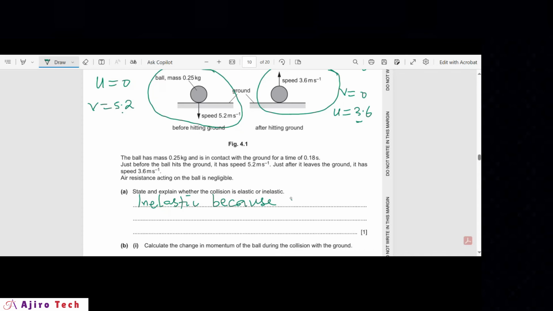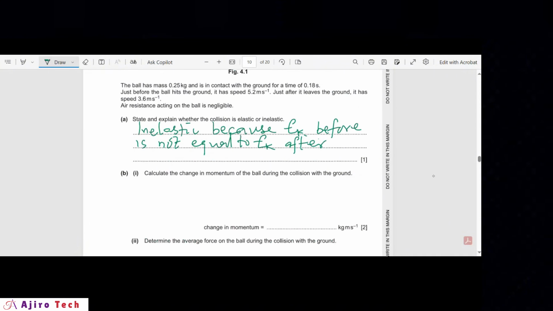Because kinetic energy before is not equal to kinetic energy after. KE means kinetic energy. So that's what I circle. Before is not equal to kinetic energy after, so after collision. So it's inelastic.